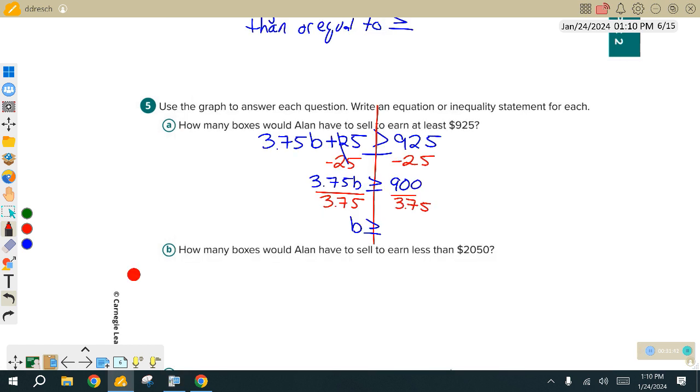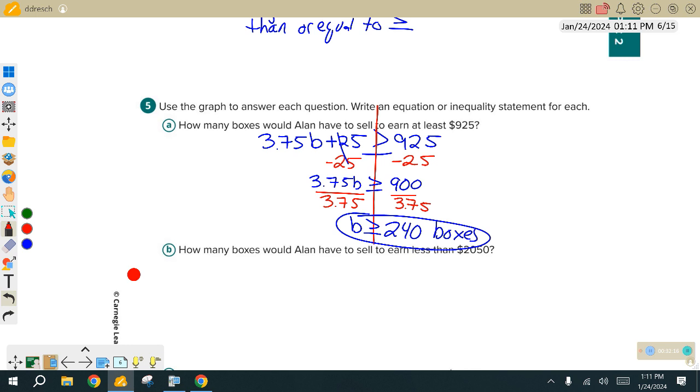Alan needs to sell at least 240 boxes. If Alan sells at least 240 boxes, Alan makes his new goal of $925. And think about it, that should make sense. He had to sell 420 boxes to make $1,600. Less money requires less boxes sold, right? So that makes sense. He's got a new goal.